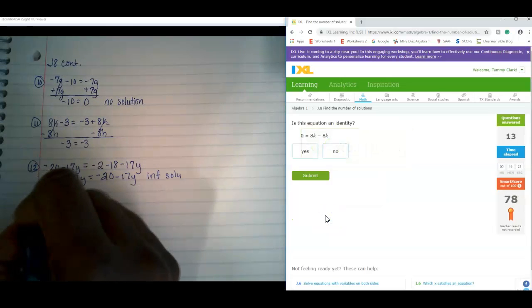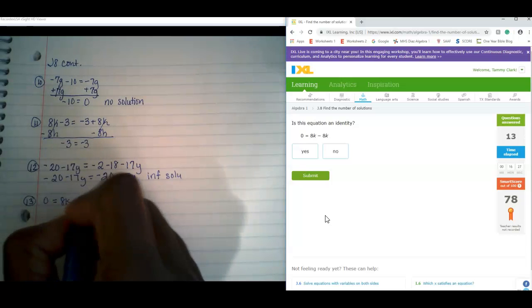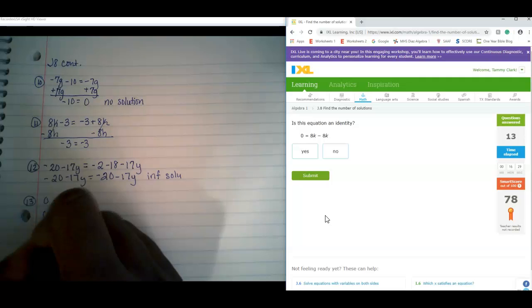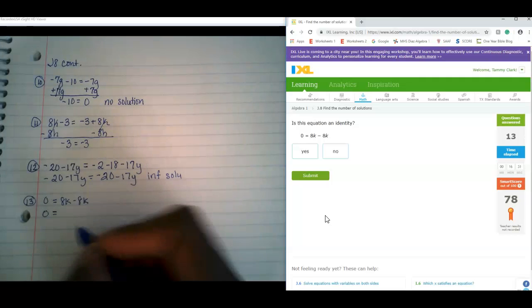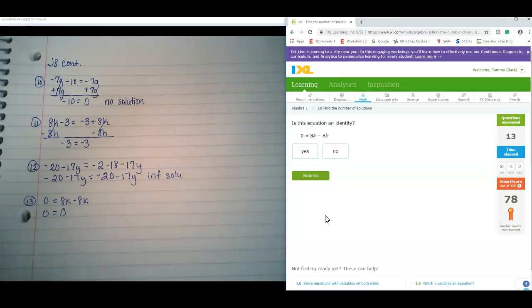Number 13, 0 equals 8k minus 8k. Well, if I have 8k's of something and I take those same 8k's away, I have 0. So 0 equals 0. Is that an identity? Yes, it would be an identity because both sides of the equation are the same.